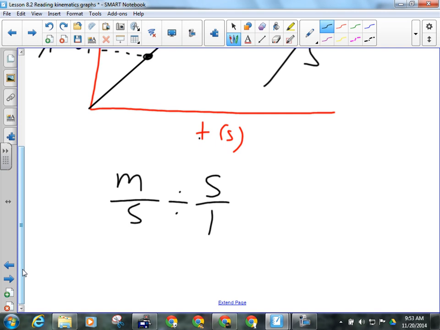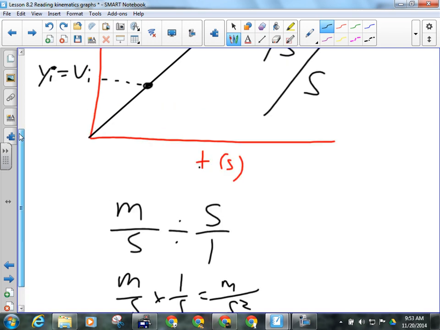All right, if I want to divide fractions, I reciprocate and then I multiply. So in other words, that means going meters per second times 1 over seconds. Meters times 1 is meters. Seconds times seconds is seconds squared. Meters per second per second is abbreviated as meters per second squared. Those are the units for acceleration, and acceleration is the rate of change of velocity. We'll talk more about acceleration next week, but that's where it comes from.